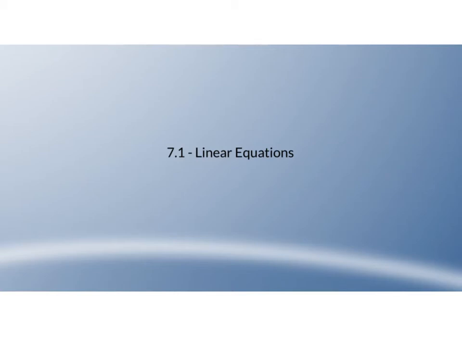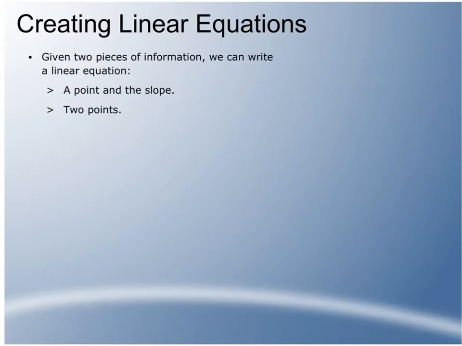Hi everyone. In this video we are going to cover section 7.1, linear equations. And we start out by addressing how we create linear equations. First, what do we need? Given two pieces of information, we can write a linear equation. We could either be given a point and a slope, a direction that we're going to move, or be given 2 points. That's the initial information that we need in order to write our linear equation.